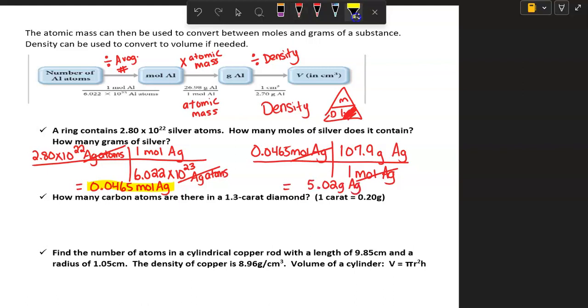Now, that gives you something that you could easily go into the lab and measure. 2.8 times 10 to the 22nd atoms. It's good to know how many atoms are there, but that's not really practical. It's not measurable. Okay? So I think I'm going to cut the video here and do one more with these last 2 examples, just so we have plenty of time.